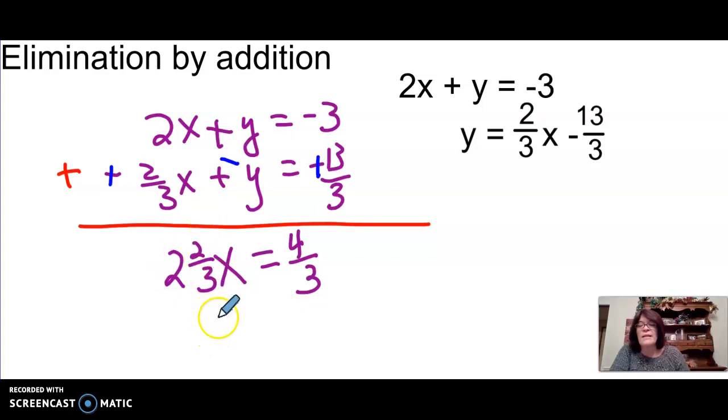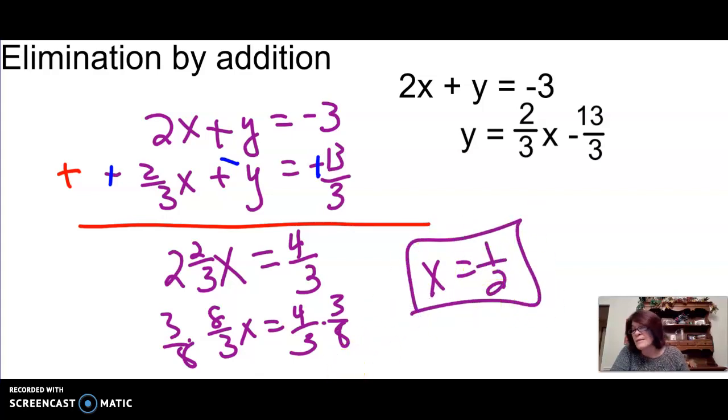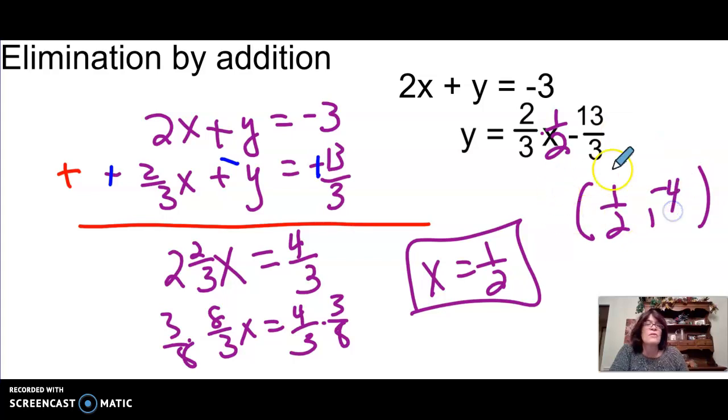So what's that? That's 8/3 x equals 4/3. Multiply both sides by 3/8. You're seeing the parallels here, I'm sure. You get x is 1/2. Again, that only gives me my x coordinate. I want the whole ordered pair where these two lines share. So I'll put 1/2 in. Of course, I get 1/3 minus 13/3, which is -4.